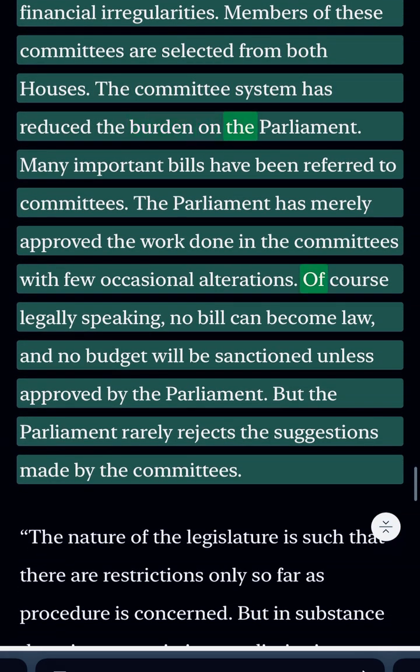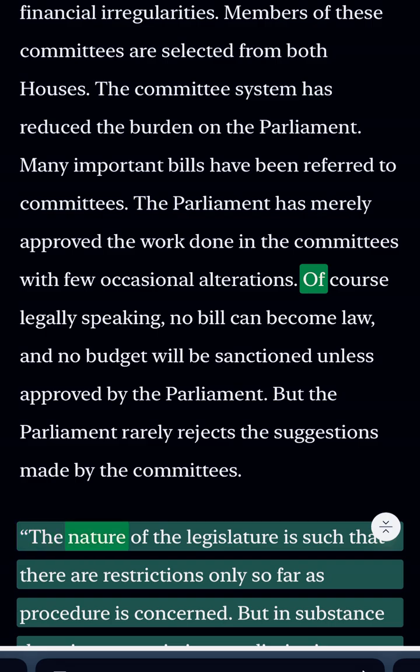The committee system has reduced the burden on the Parliament. Many important bills have been referred to committees. The Parliament has merely approved the work done in the committees, with few occasional alterations. Of course, legally speaking, no bill can become law, and no budget will be sanctioned unless approved by the Parliament. But the Parliament rarely rejects the suggestions made by the committees.